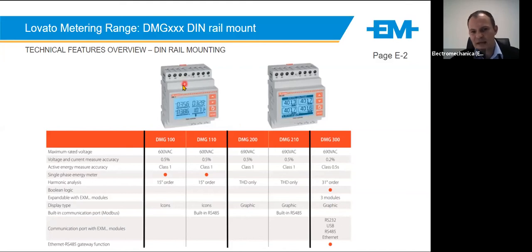As you can see, the screens are a little bit different, from the economy type looking screen to a more graphic type display for the customer. Again, it depends on what they prefer to look at, or whether they are just taking the data up to an energy management platform. The top version of the DMG is what we call the DMG 300. Harmonic analysis up to the 31st order. It does have Boolean logic, so a bit of if, ands, if you want to call it that. And it is expandable, which I will touch on.